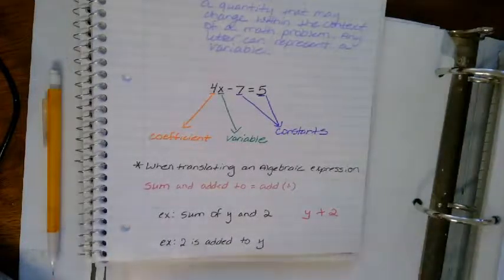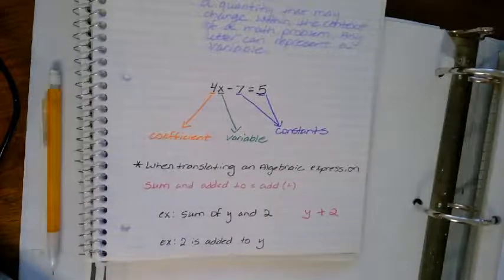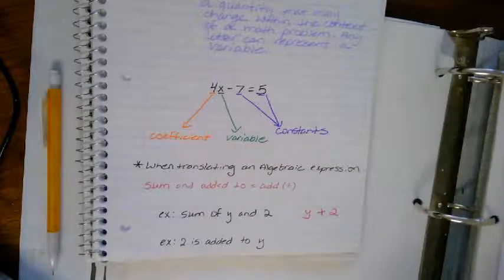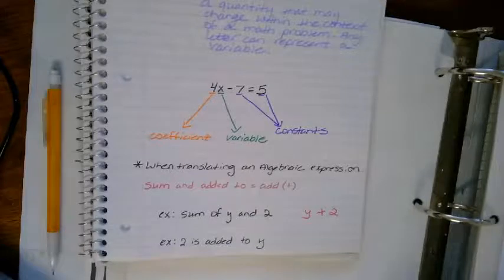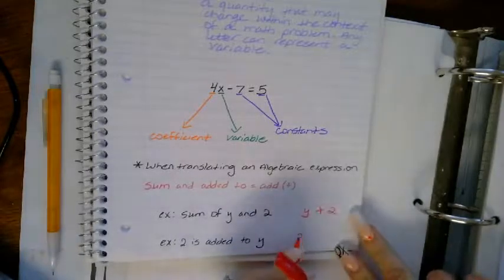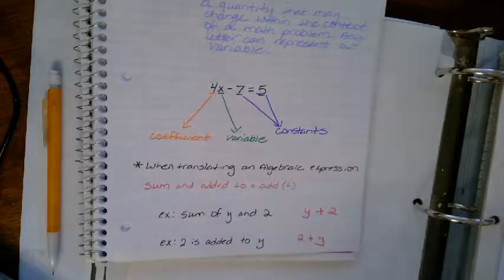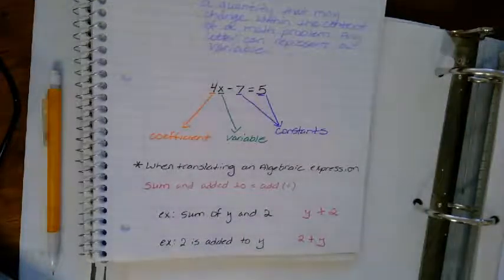Okay, let's look at this one. 2 is added to y. And there's our added to, just like I said up here. So we know we're going to add. Tell me what 2 is added to y looks like. Yes, that's good. So 2 plus y. Good job. Not so scary, right? Not so bad.